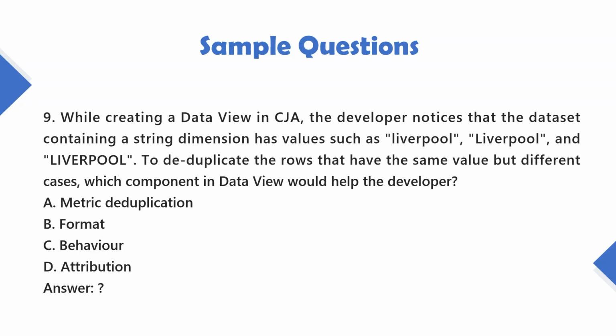9. While creating a data view in CJA, the developer notices that the dataset containing a string dimension has values such as Liverpool, LIVERPOOL, and liverpool. To deduplicate the rows that have the same value but different cases, which component in data view would help the developer? A. Metric deduplication. B. Format. C. Behavior. D. Attribution.